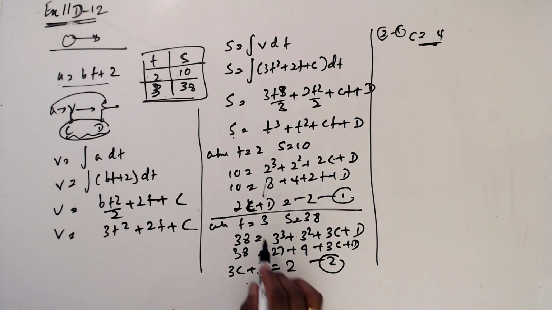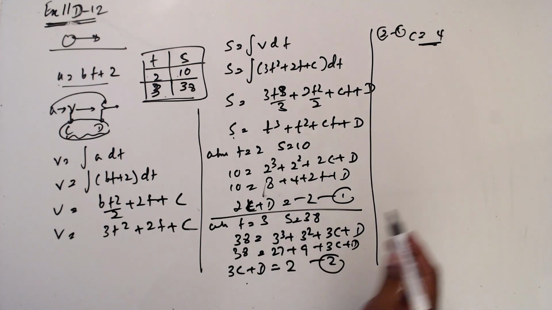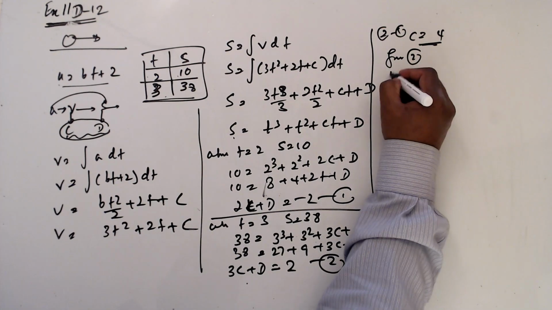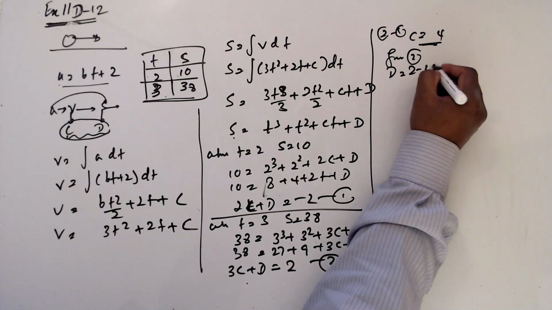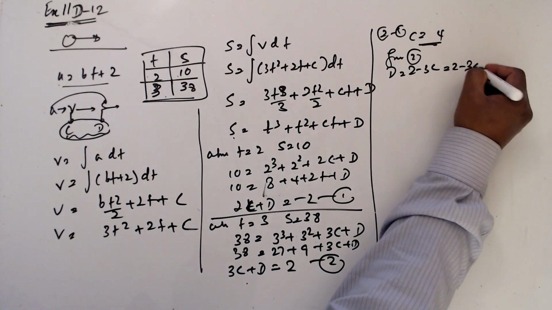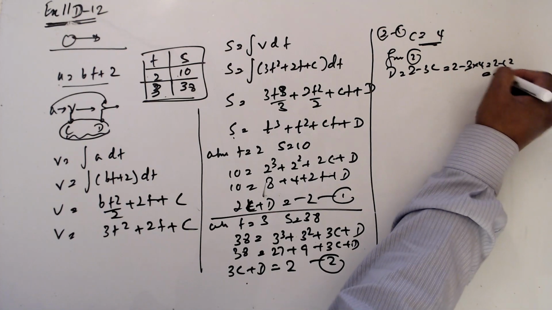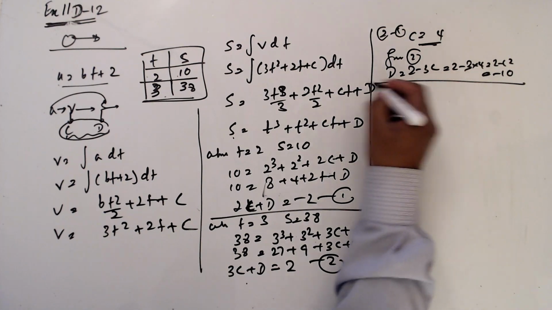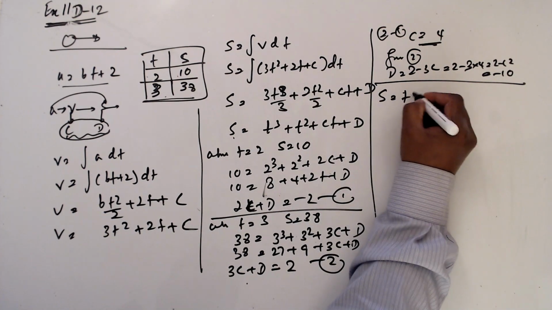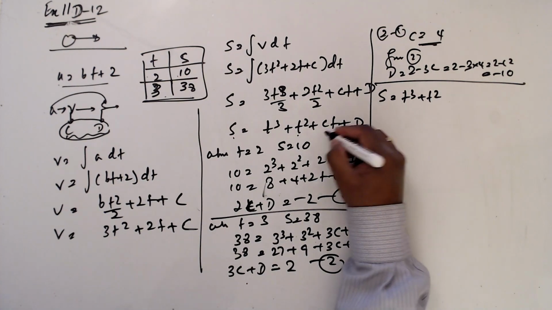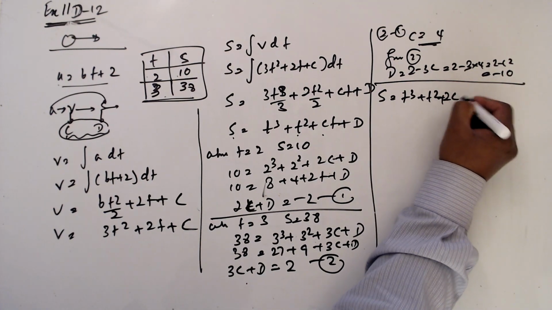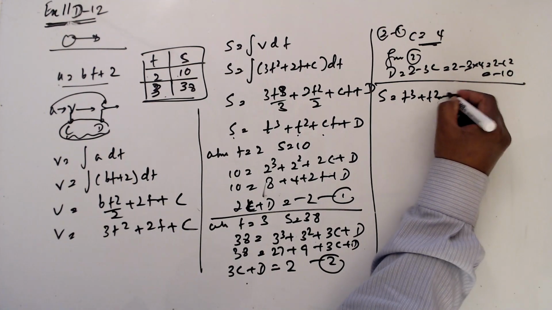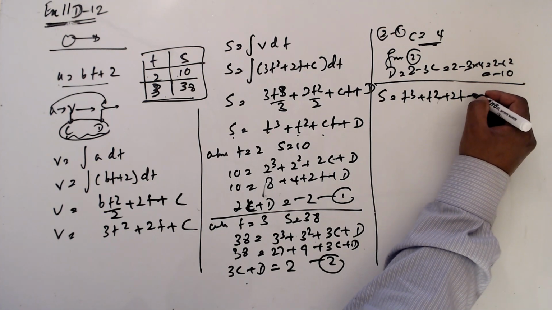When C equals 4, we'll work with 1 or 2. From 2, D equals 2 minus 3C, which is 2 minus 3 times 4, 2 minus 12, which is minus 10. Now we have the equation s equals t cube plus t square, C found out, plus 4t, plus minus 10.